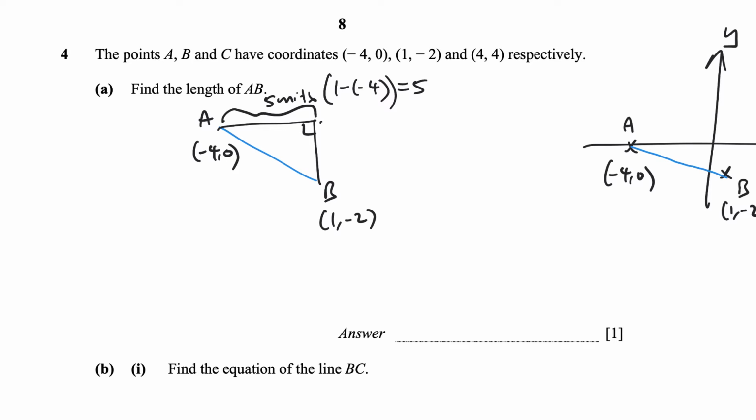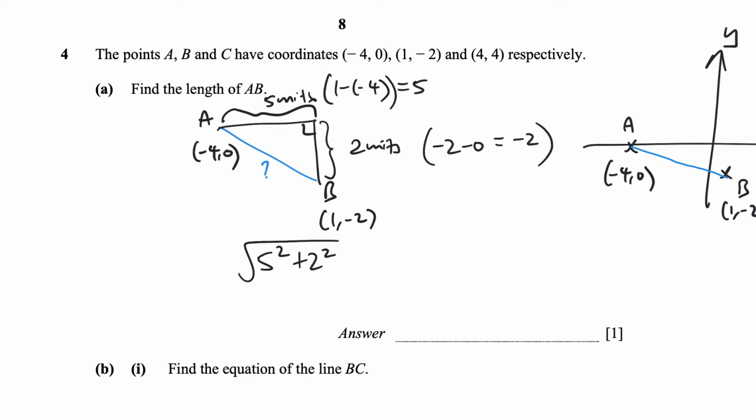And how many units is this? From 0, you go down to -2. So this is 2 units. Or you can say it's -2 minus 0, which is -2. But of course, if you're just looking at length, you just drop the negative sign. So what is my length AB? Pythagoras theorem: 5 squared plus 2 squared, square root. 5.39 units.